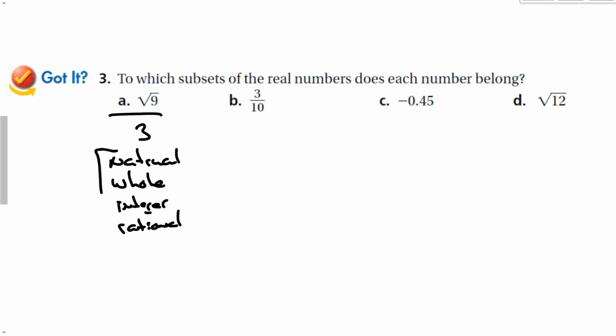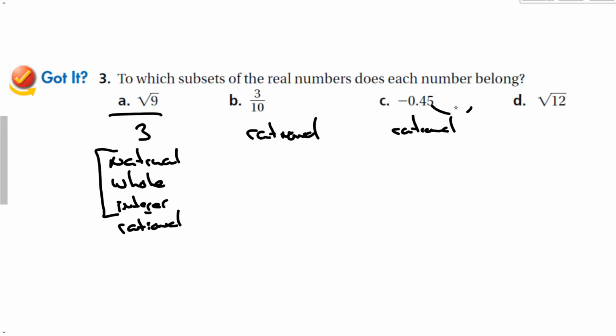Okay? 3 over 10 is a fraction, so it is not natural, it's not whole, not integer. Okay? These 3 right here, no fractions, no decimals. Okay? So it is rational because it's a fraction. This one, part C, is rational because it's a decimal that stops.